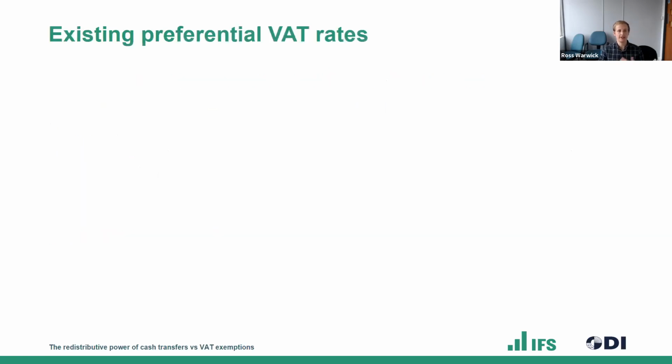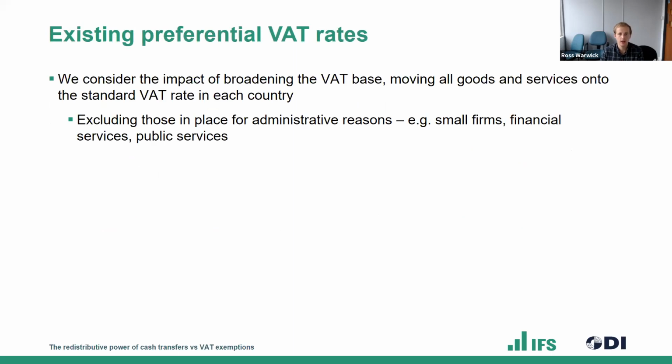So starting with the first one, the existing preferential VAT rates. To be a bit more specific about what we do here, we consider the impact of broadening the VAT base and moving almost all goods and services onto the standard VAT rate in each country. So getting rid of exemptions, putting on the standard VAT rate. If there are any cases of a lower VAT rate or a 0 rate on domestic sales, we also move them up to the standard rate, except for a few small exclusions. So specifically things like small firms, financial services, and some of those public services.